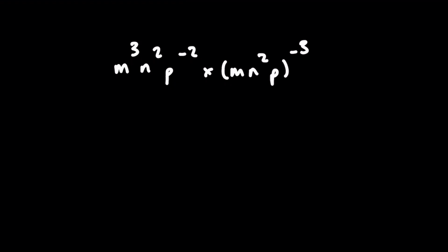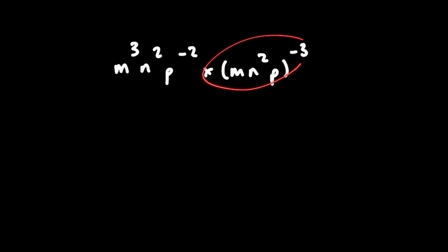Let's have a look at another example. How would you simplify something that looks like this? Whenever we're working with negative indices, we always leave it as negative until the very last step. Don't try to make it positive too quickly, otherwise it'll become a lot of hard work.